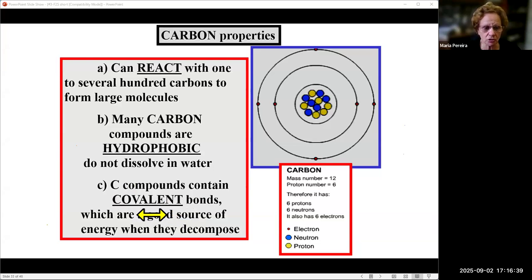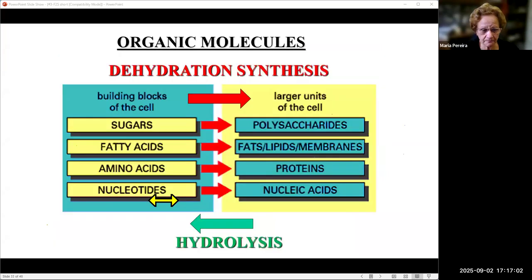So they can store a lot of energy. So carbon atoms easily react with other carbons. They form sometimes hydrophobic molecules that are essential to form membranes. And they form covalent bonds that are rich in energy. So they can store a lot of potential energy.